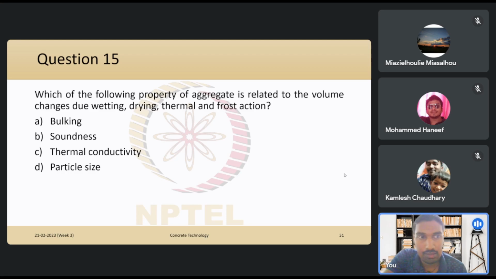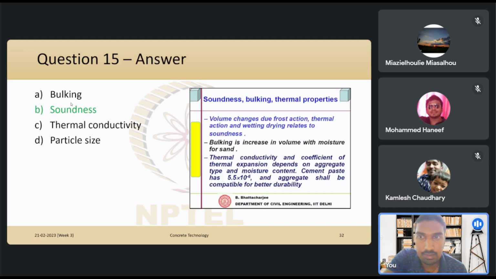Okay, so let's take a look at the right option now. So the right option is option B, soundness. If you remember, we also talked about soundness of cement, which is also related to volume changes, right? So the sudden volume changes is the property of soundness, right? So when there is high volume change, in that case we call the cement unsound, right?